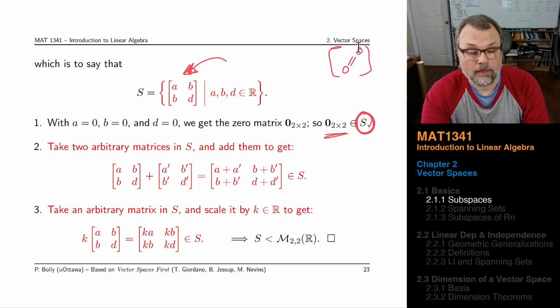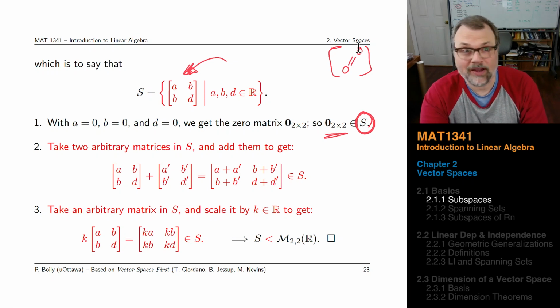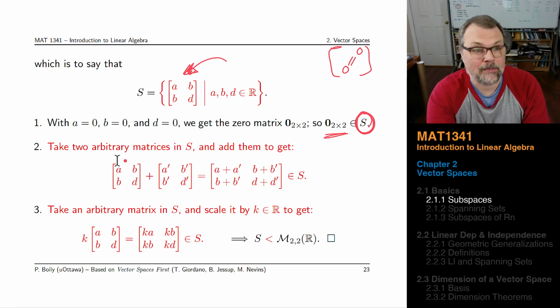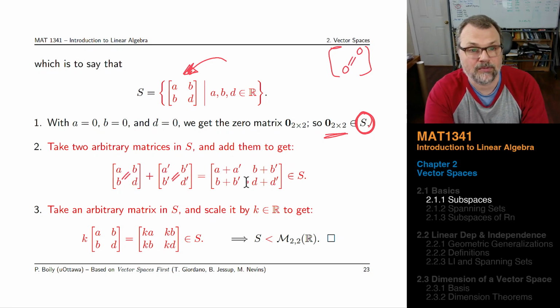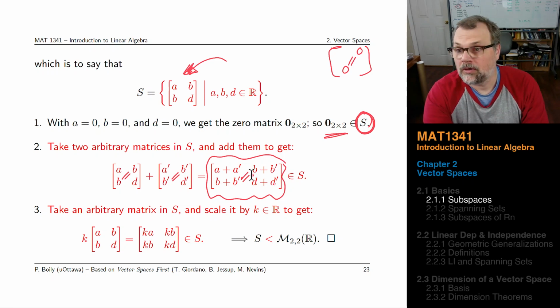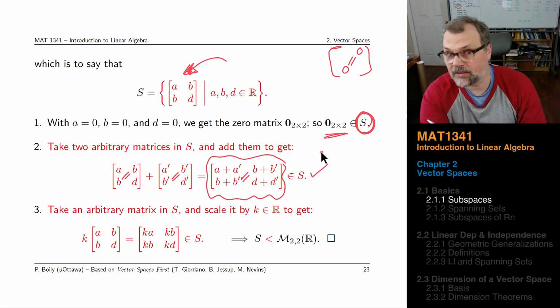What about if I take two vectors in S? Well, a vector in S is a matrix in S where the two counter diagonal entries are the same. Here's another one. They're the same. If I add them together, I'm going to get A plus A prime, B plus B prime, B plus B prime, D plus D prime. And I'd like to know if this result here of two vectors in S is also in S. I need to verify if it is indeed the case that the elements on the counter diagonal are the same. Well, yeah, B plus B prime is equal to B plus B prime. So for sure, it is in S.